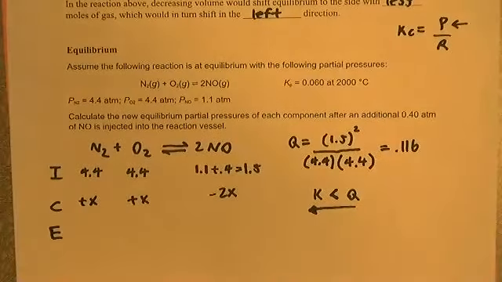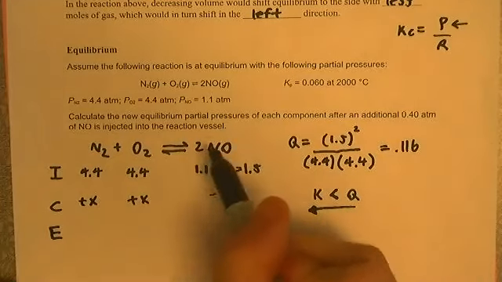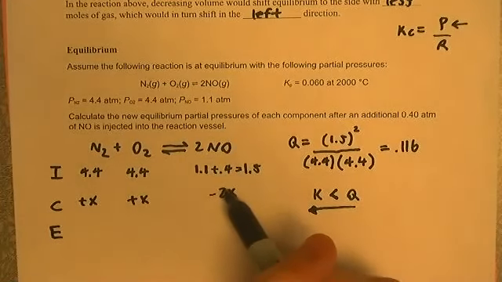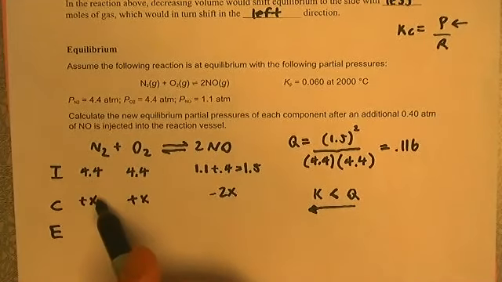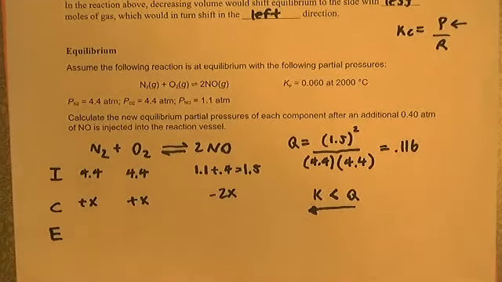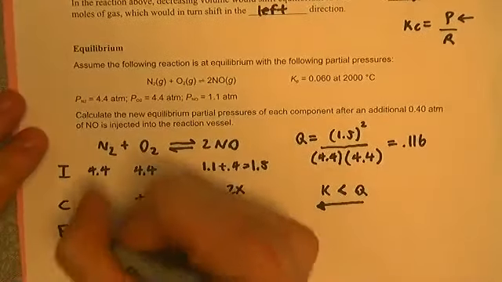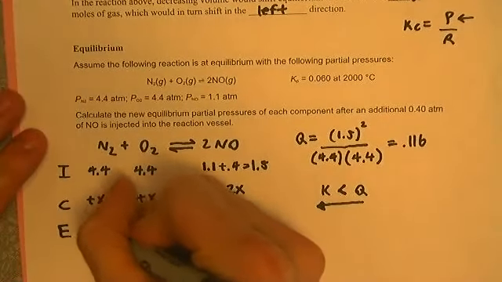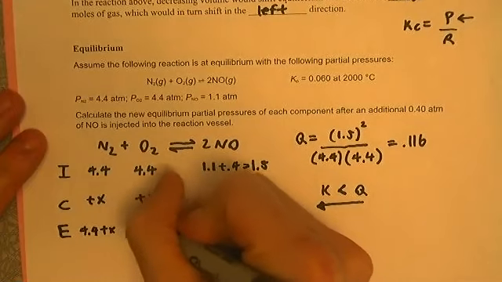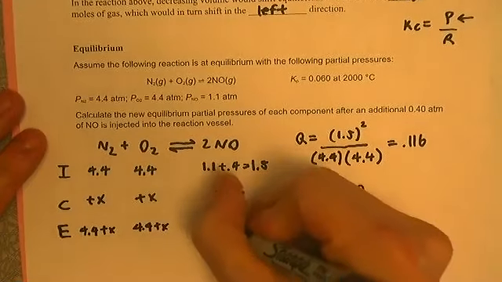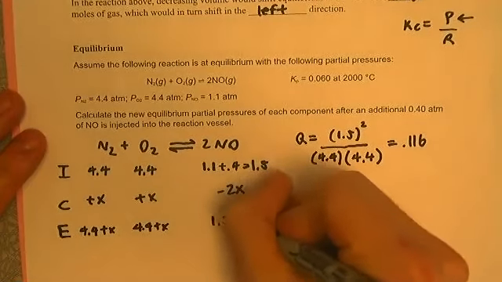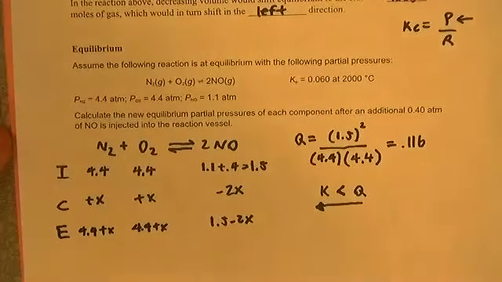Again, stoichiometry is key here. Always look for stoichiometry. We had a 2 here, so we change our value by 2 times x. These ones are both 1, so we change by 1 and 1. And now you just add. So we'd have 4.4 plus x, 4.4 plus x, and then 1.5 minus 2x. I just carried those values down.